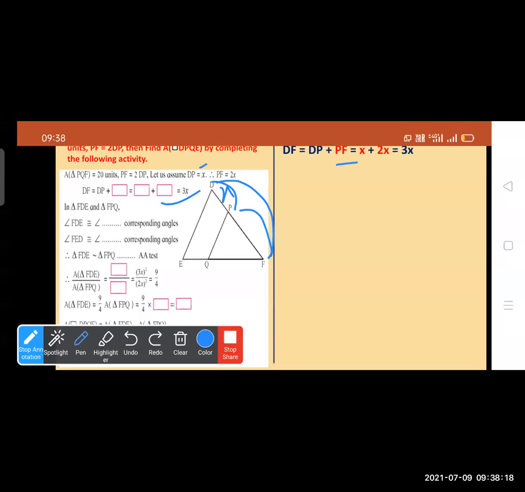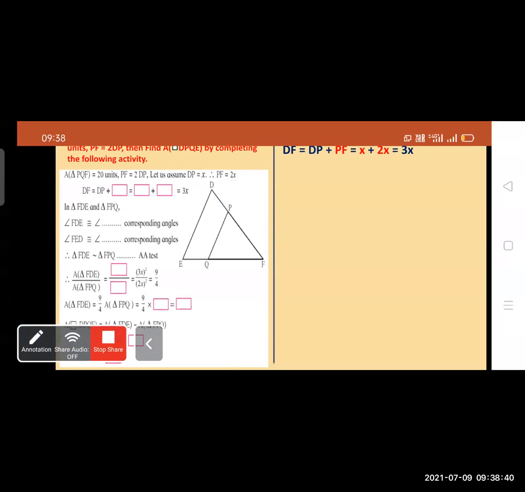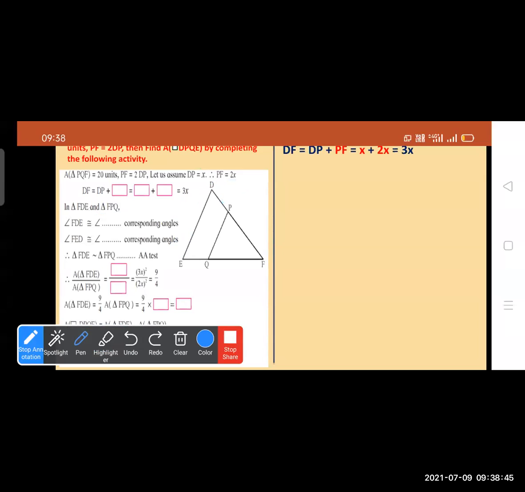Clear? Is the first box clear, Priyanshu? Yes, ma'am. Now this is the given condition. In triangles FDE and FPQ, corresponding angle condition, we apply two conditions and then we say that these two triangles are similar by AA test. Then by applying the theorem, which theorem? Area of two similar triangles. So here we write DF square by PF square.